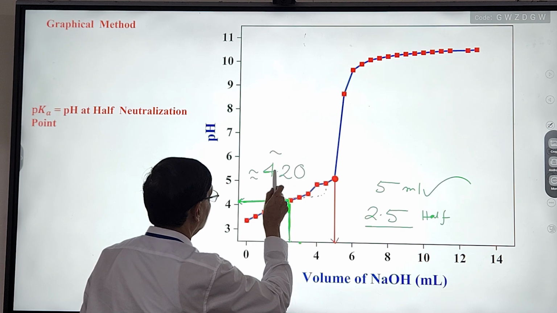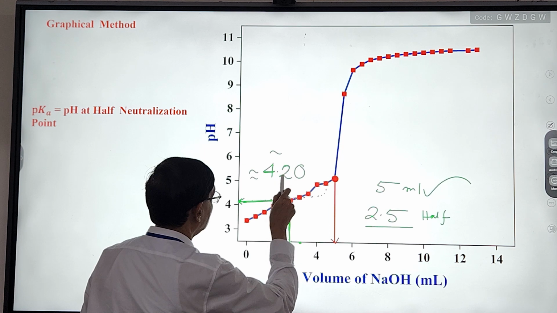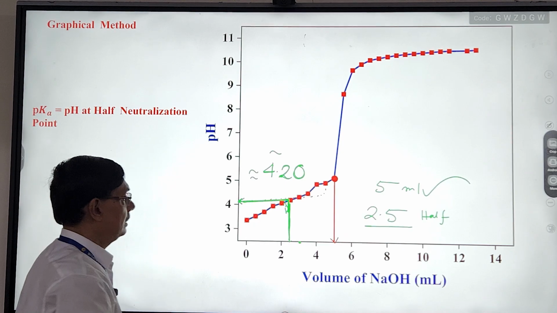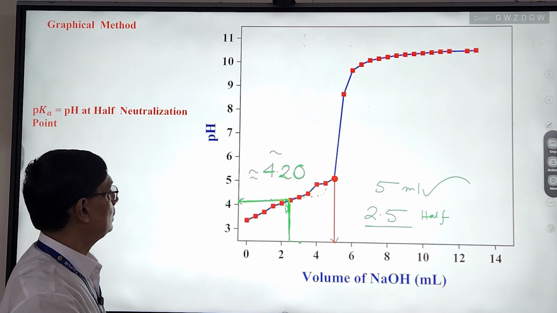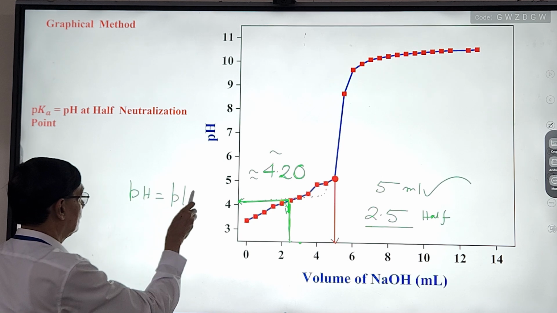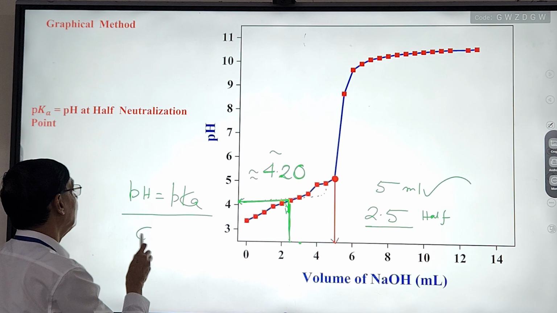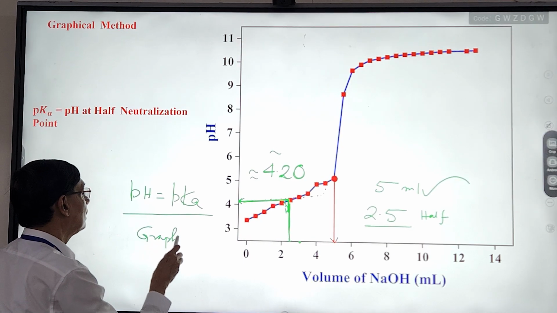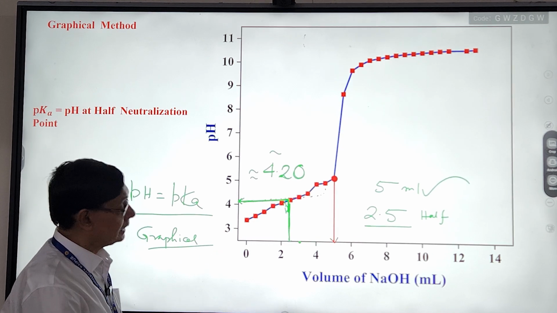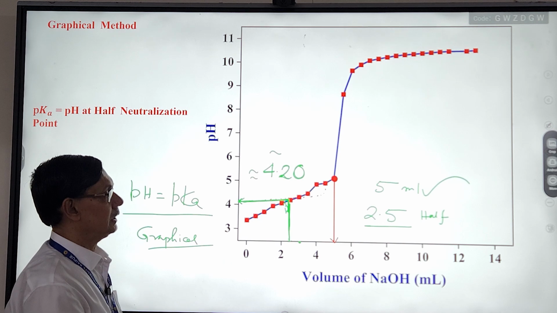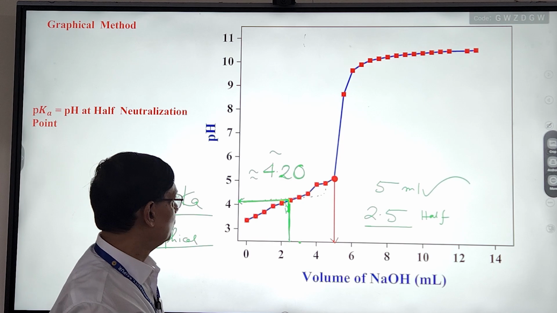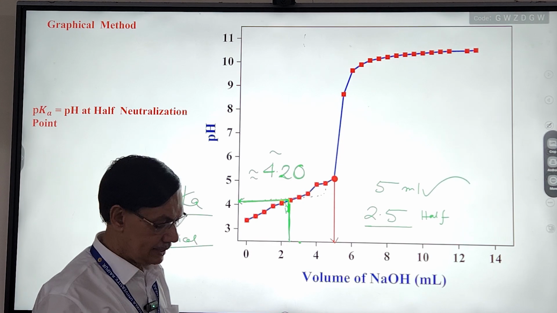You check. I request all the students who perform this experiment, please use the graph paper and know the exact value of the pK. So that is the half neutralization point, where pH is equal to pK. This is called the graphical method. And you have to compare with the literature value. What is the pK of benzoic acid at 25 degrees centigrade? Maybe 4.2 or 4.18 or like that.